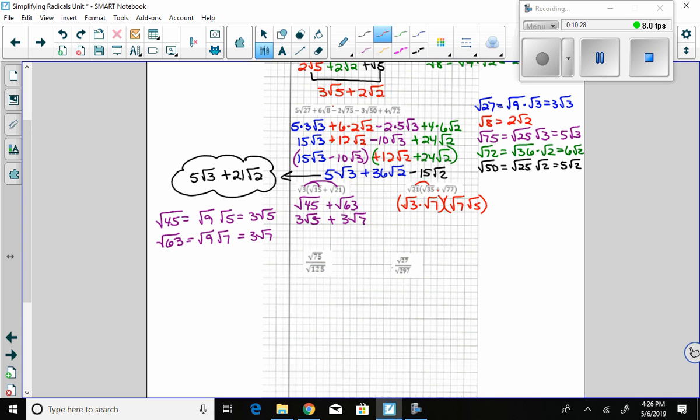Okay? And then let's do the square root of 21, which again, I'm going to tell you is the square root of 3 times the square root of 7. And the square root of 77 is the square root of 7 times the square root of 11. Woo. And why in the world would I do that? So that these two here will combine, and these two here will combine.